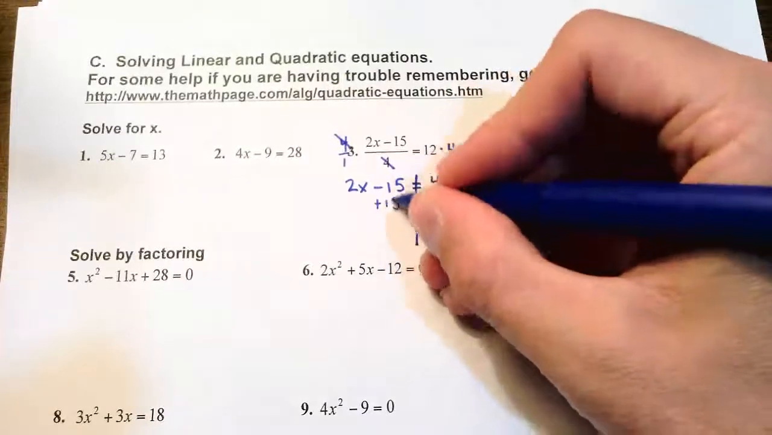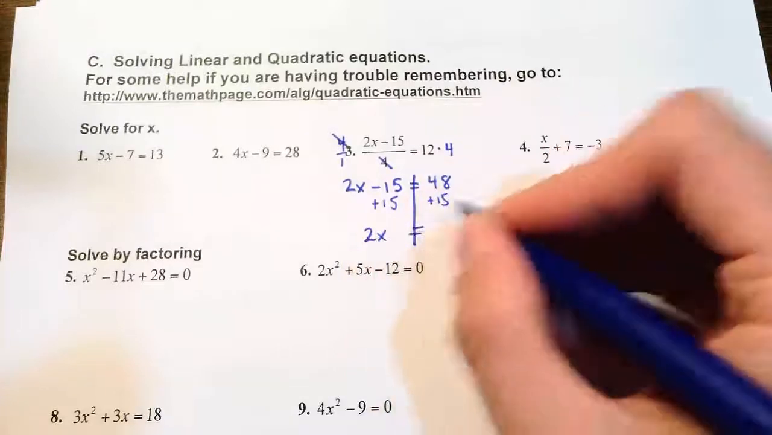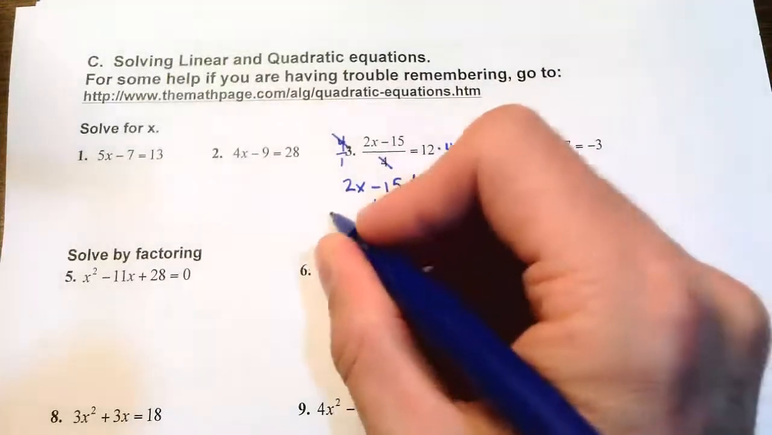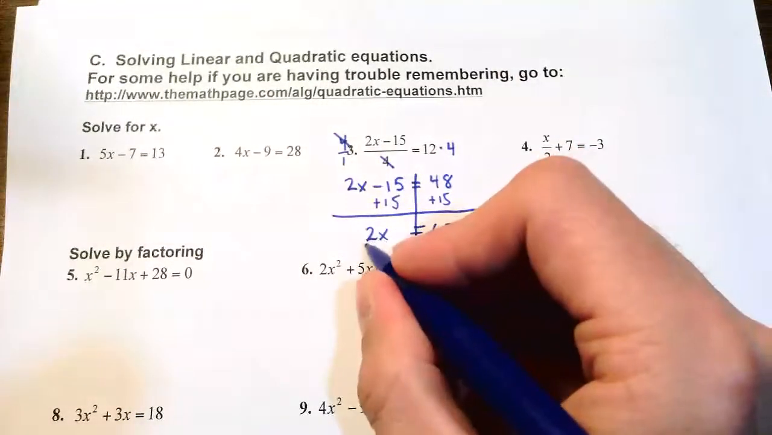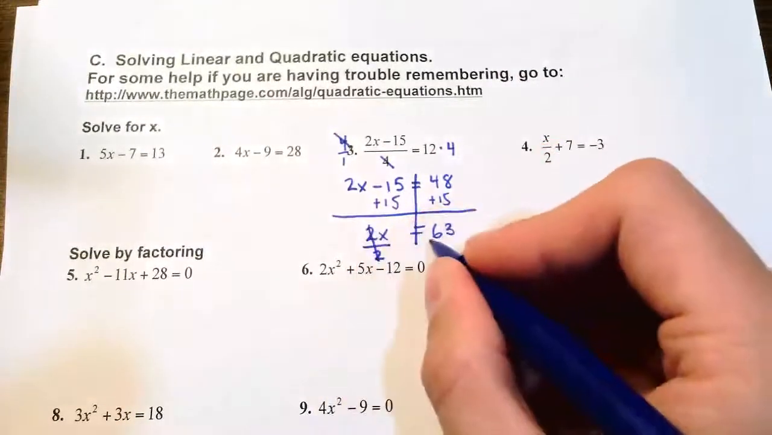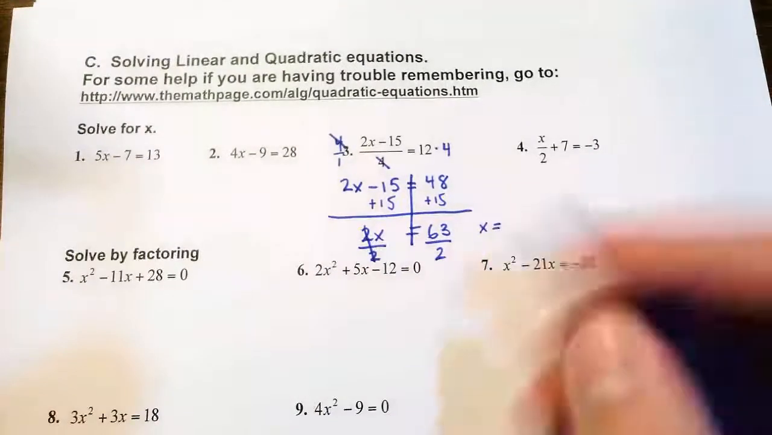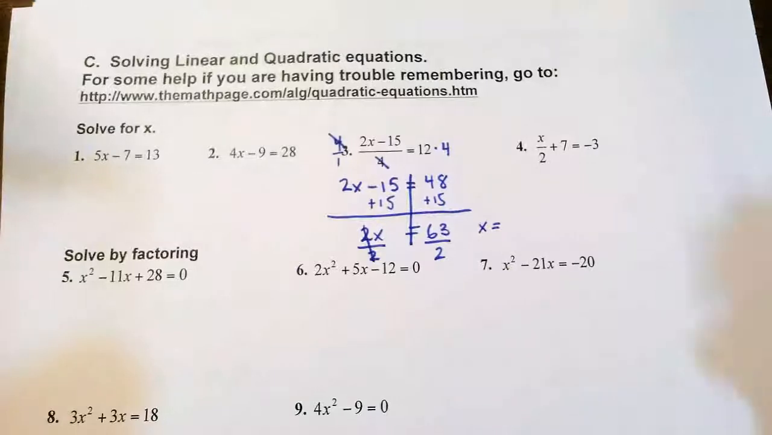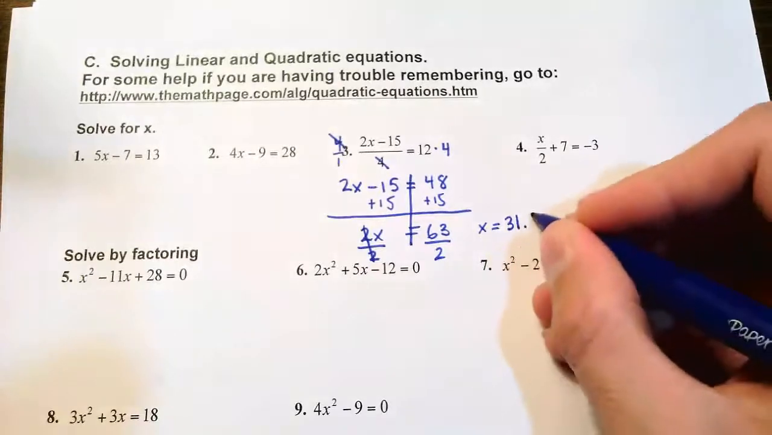I'm going to add 15. So I get 2x equals 63. And then to finish this problem, I need to divide both sides by 2. That's going to leave me with x is equal to, I could leave that as an improper fraction, 63 over 2, or I could get a decimal version or a mixed number, whatever. In this case, I'm going to go ahead with a decimal, 31.5.